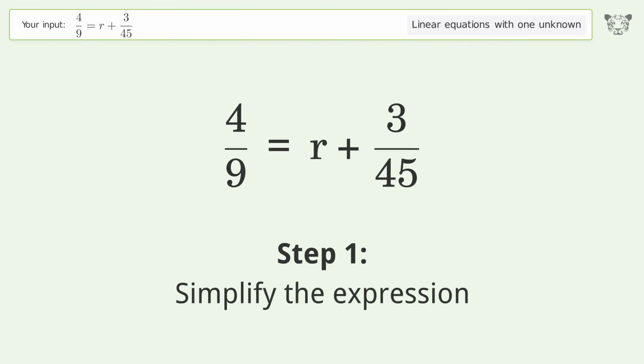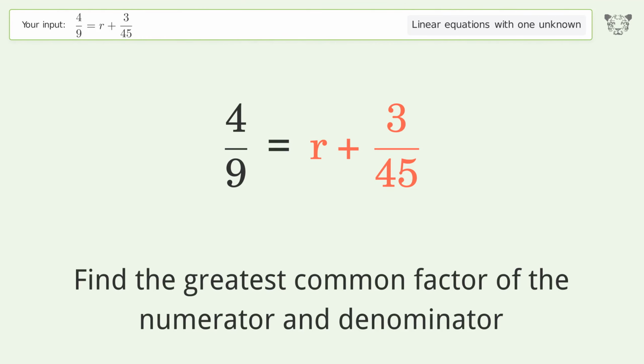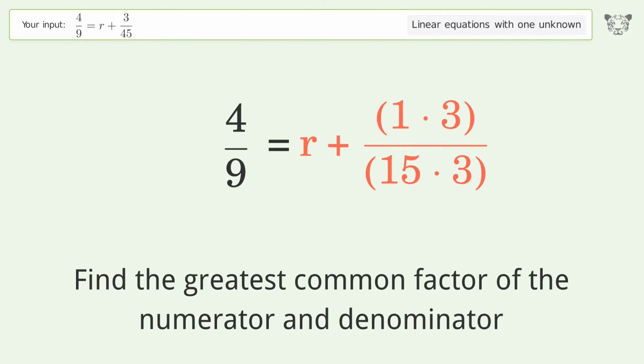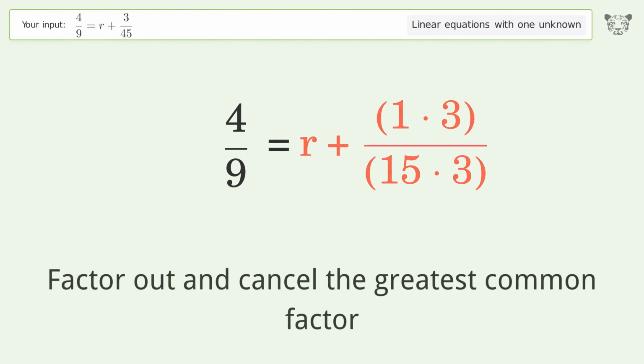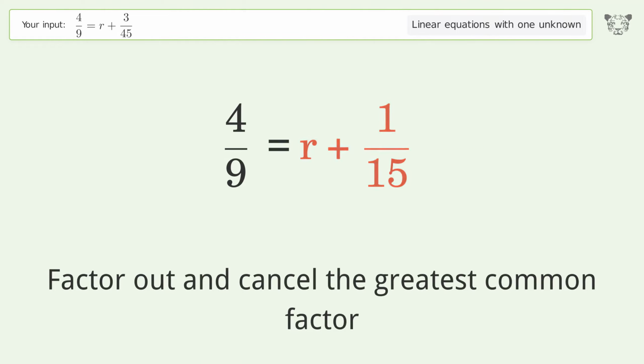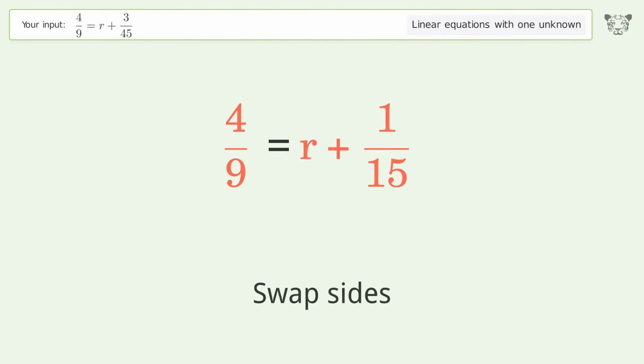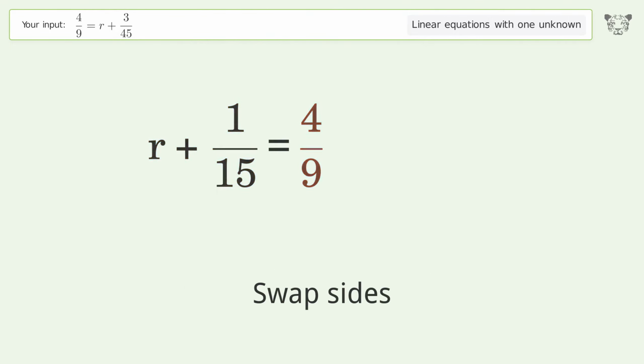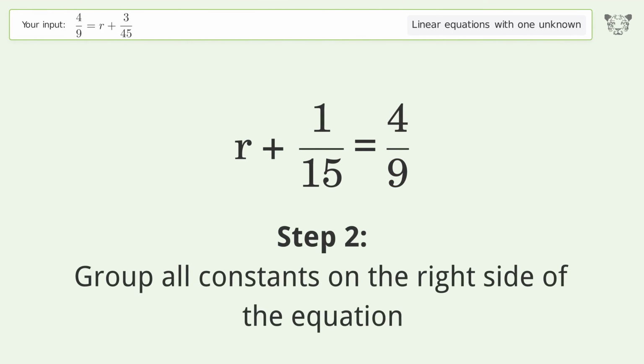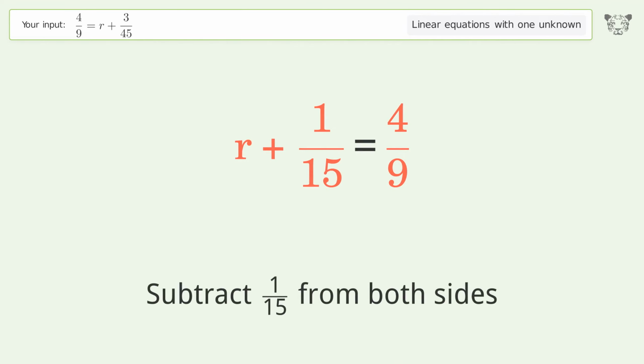Simplify the expression. Find the greatest common factor of the numerator and denominator. Factor out and cancel the greatest common factor. Swap sides. Group all constants on the right side of the equation. Subtract 1/15 from both sides.